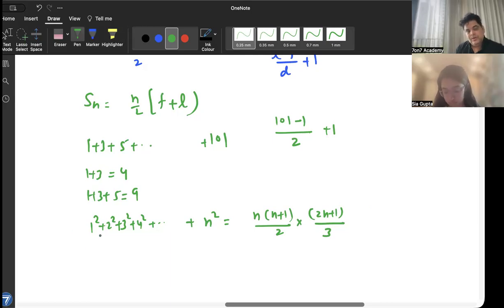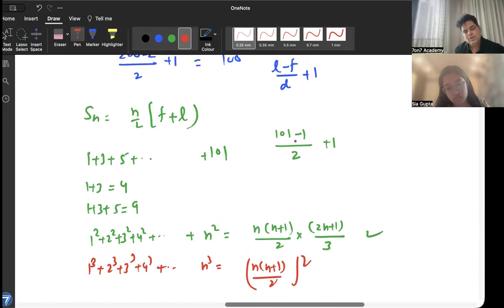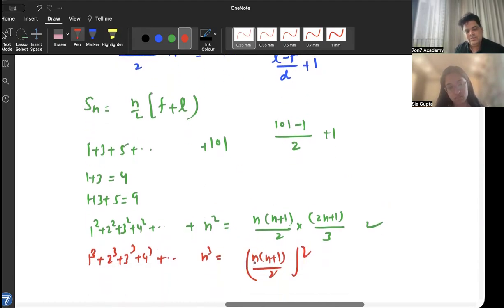Okay, so if I want to add this, then I will use this formula. And you see, you understand this formula now. See, if I want to add the first 9, then I'll put 9 here, nothing else. If I want to add cubes, then the formula is n into n plus 1 over 2, whole square. So what was the formula for the first n? You square that. Agree? So that's how it is.